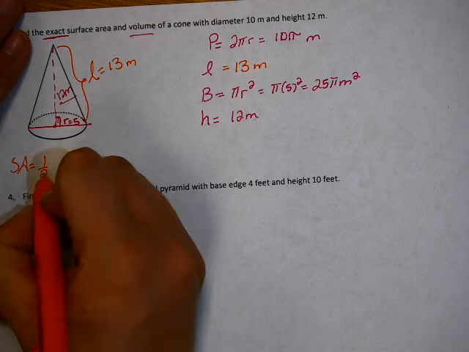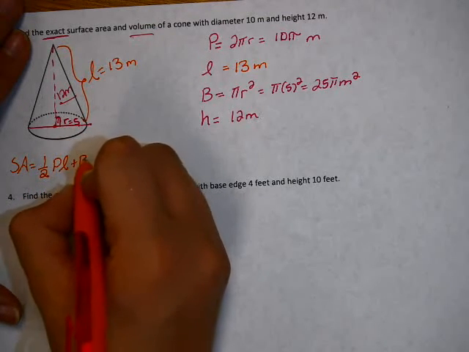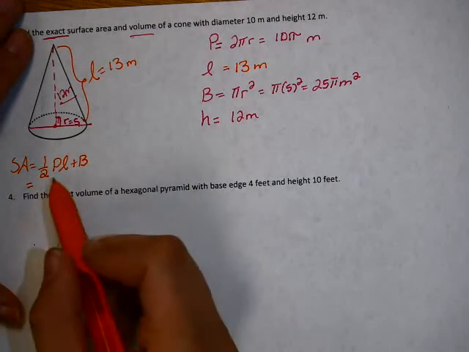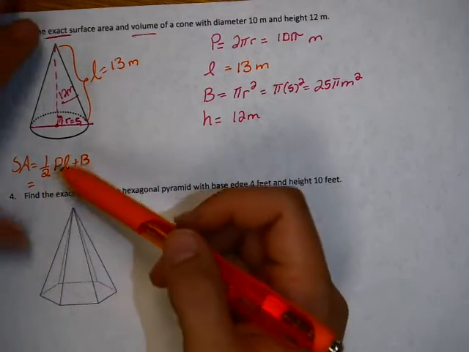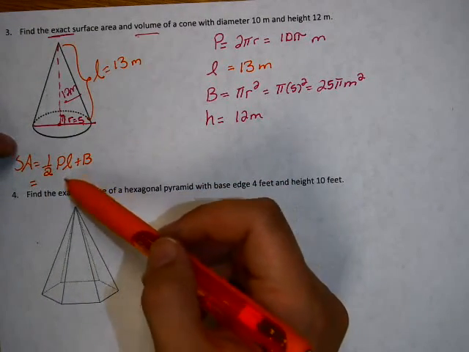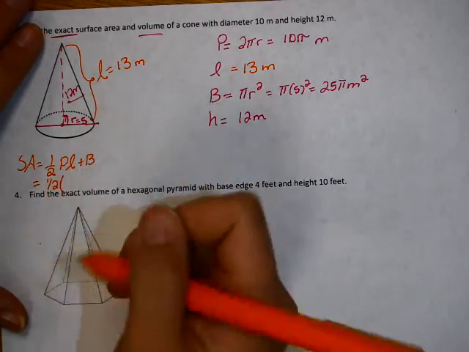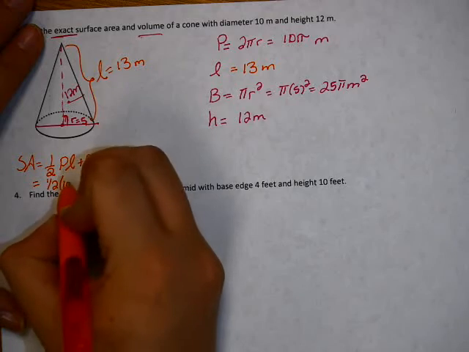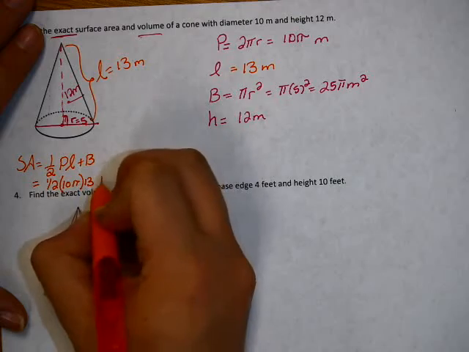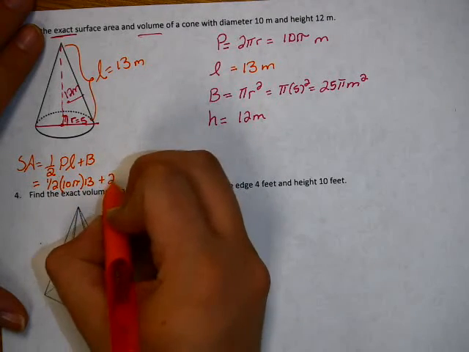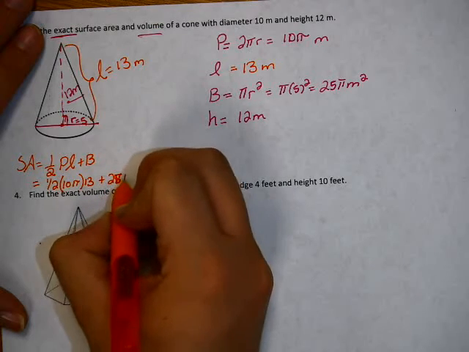which we know is 1/2 the perimeter times the slant height plus the base. Now you guys, to help you memorize these, I would write them every problem where you have a surface area so you can memorize the formula. Okay, so 1/2 the perimeter, or our circumference, is 10 pi times the slant height, which is 13, plus the area of the base, which is 25 pi.